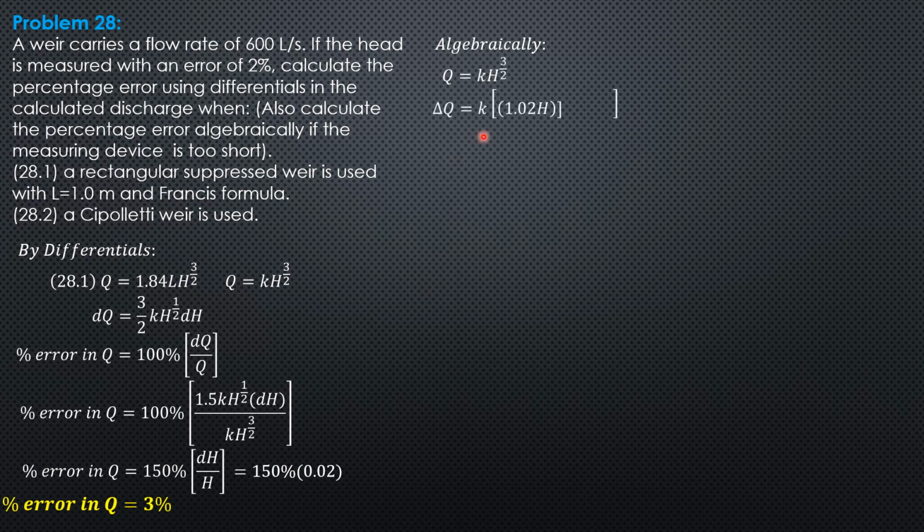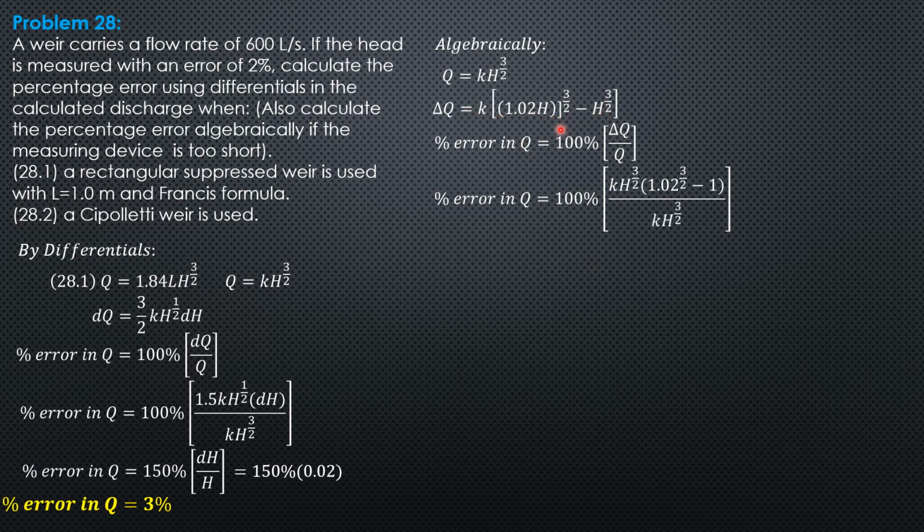So delta Q is K final. So K times the head, which should be 1.02 or 2% greater than H, raised to 3 halves, minus K H to the 3 halves, which is the original Q. So percent error in Q is 100% of delta Q over Q, or 100% of K, factor out K H to the 3 halves here, so we have 1.02 to the 3 halves minus 1, over Q, which is K H to the 3 halves.